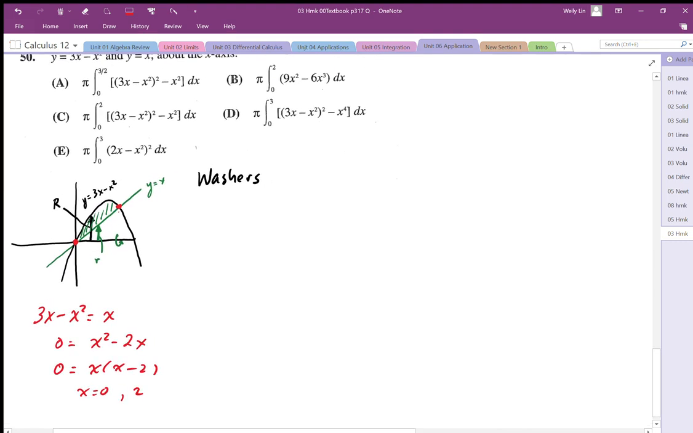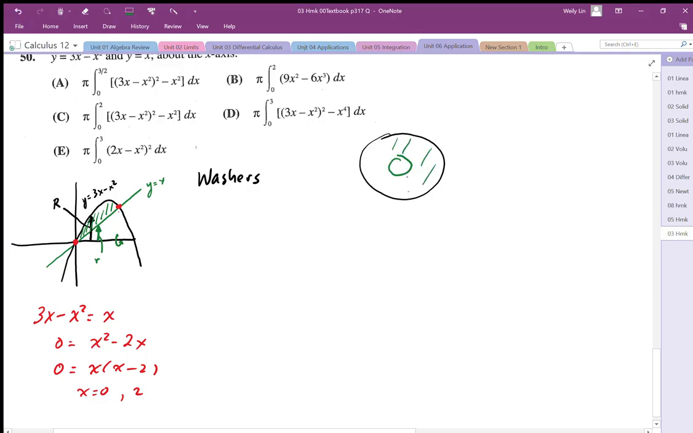Now the other thing that's going to happen is when I rotate this, I'm going to end up with washers. For washers I need to make sure that I understand what the outside radius is and the inside radius. The outside radius is going to be the black function. If I imagine rotating this, that little black line is going to be the big R. And if I rotate around the x-axis, that little green line represents the inside radius. So I'm going to have my inside and outside radius that gives me that area.